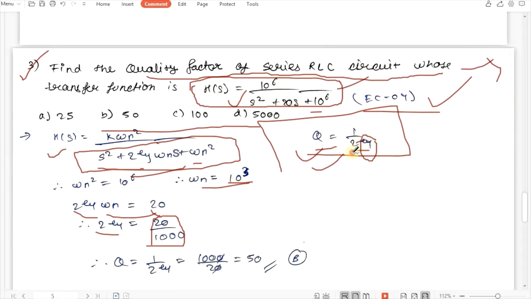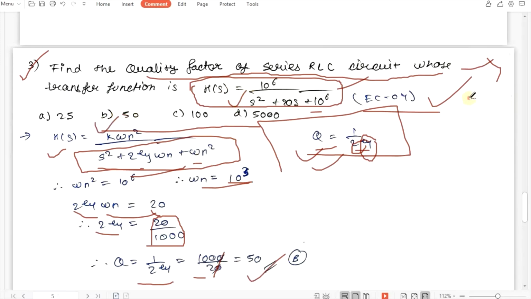We are having 2 zeta, so the quality factor will be the inverse of that, so it will be 1 upon 2 zeta, so it will be 1000 by 20. Okay, if you simplify it, the 0 got cancelled, you will get 100 by 2, so it will be 50. So the correct answer for this question is 50.